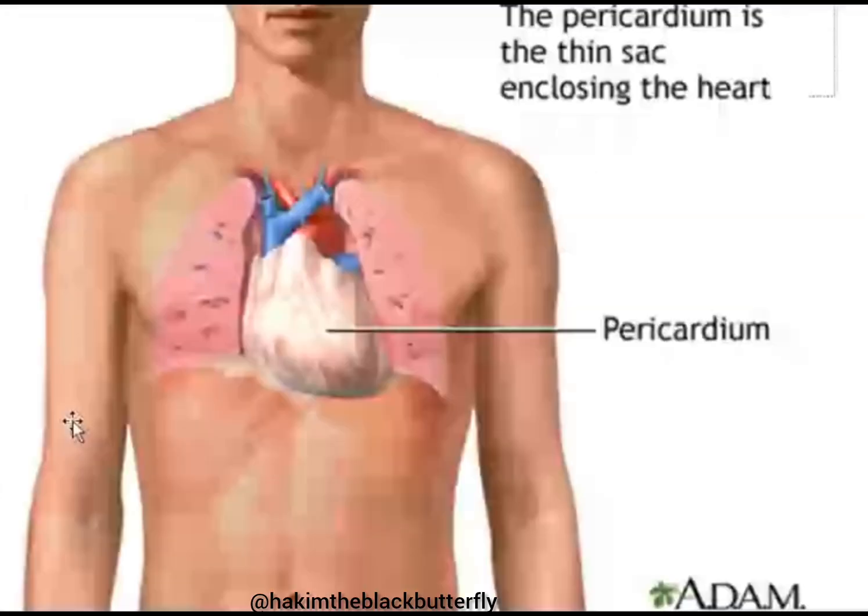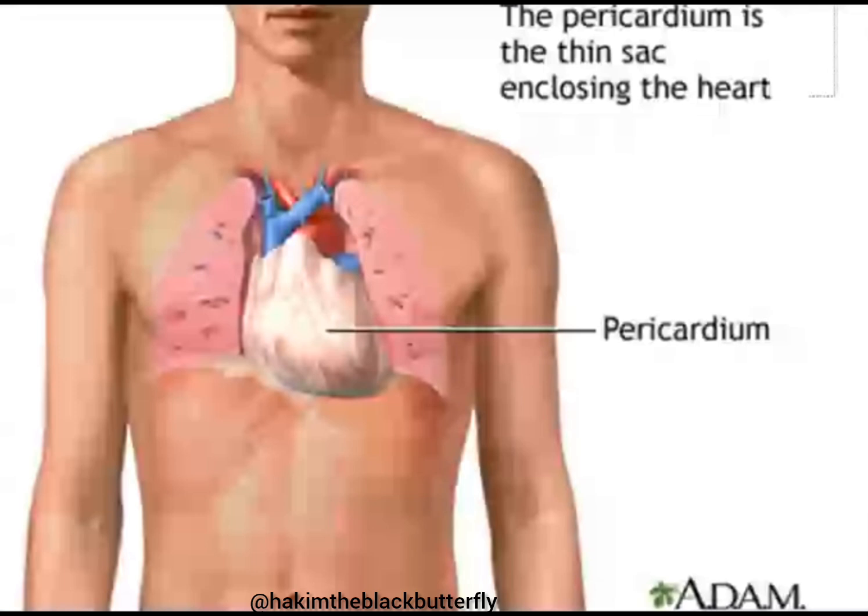So the surface which is facing the sternum is known as the anterior surface. The surface which is sitting on the thoracic diaphragm is known as the inferior surface or diaphragmatic surface. And what we are not seeing, which is hidden at the back, opposite this apex, is known as the base or the posterior surface.